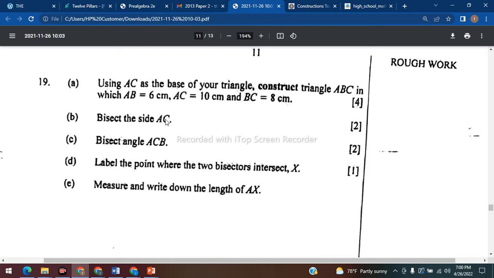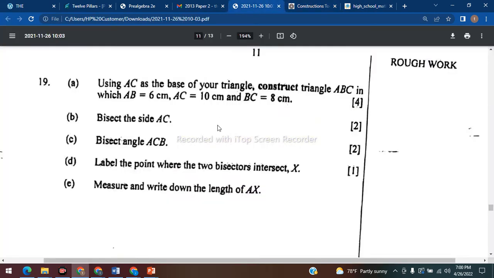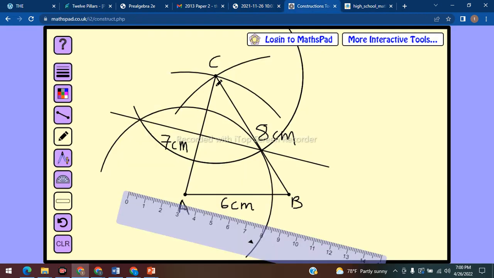So bisect the side AC, so we already did that. Bisect the angle ACB. So we need to bisect this angle, isn't it? This one is really throwing us for a loop. For those persons who had to do this for their BGCSE, I hope they got it right. So you have to bisect this angle ACB, and we have to basically cut it in half. So you have to really know what you're doing. So yes, we have to bisect that angle.